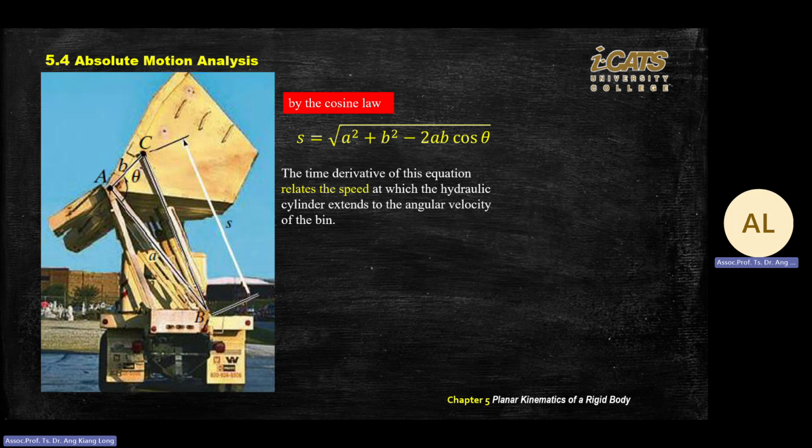The terms are according to the diagram side by side. S is the distance between B and C. A is between A and B. B is between A and C. The angle is between C, A, B.